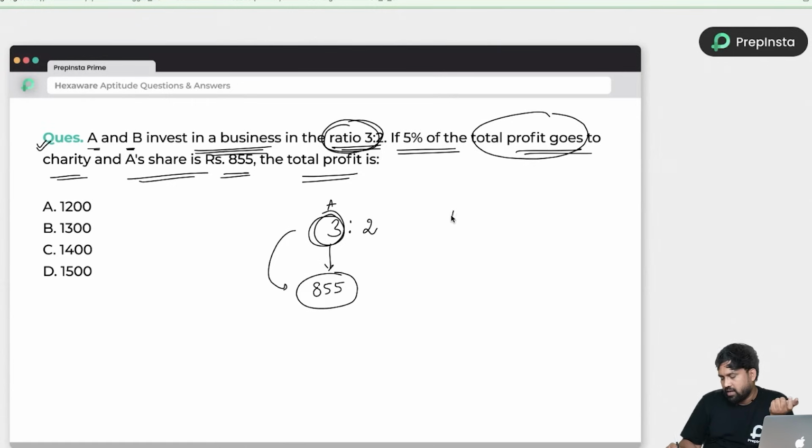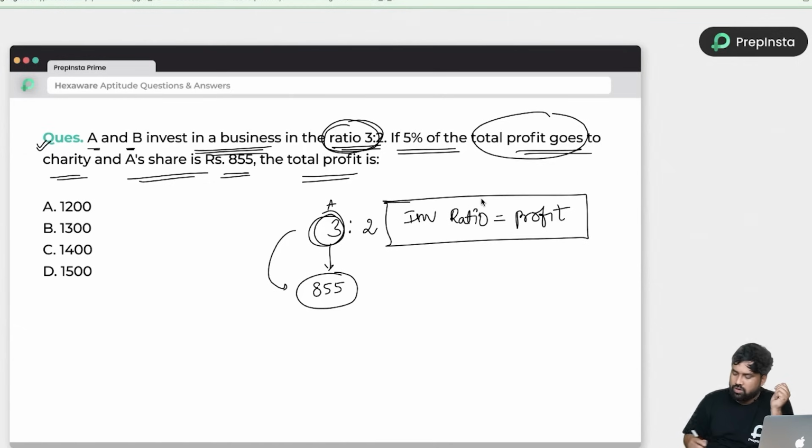The investment ratio, maybe you know or don't know, I would like to tell this. The investment ratio is always equal to the profit ratio. I thought you already knew, so I went ahead immediately, but it is a YouTube video, right? So first I would like to tell you this. The investment ratio is always equal to the profit ratio of a partnership, right? So in partnerships you need to know this formula.